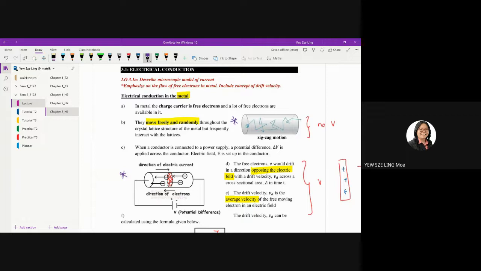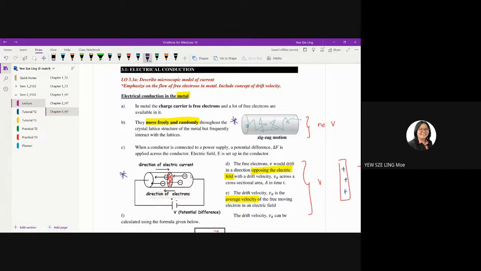It's quite a popular question in past exams, right? So you need to know how it moves: the zigzag shape before you connect a power supply, the linear shape after you apply an electric field across it, and then the directions of the electric field, the directions of electron motion, the directions of current. All those directions you need to know because you need to put them in your diagram, right?